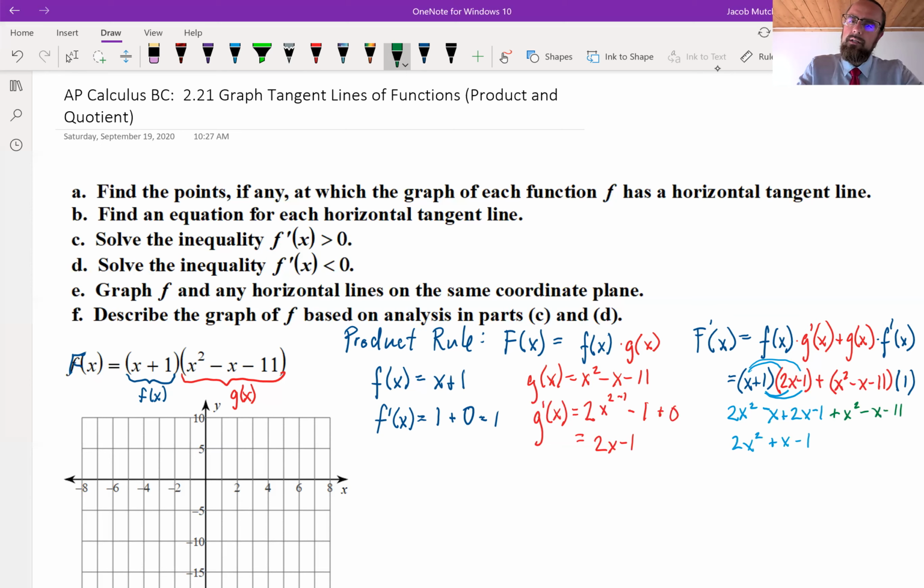Now we need to combine the like terms within those two groups. So 2x squared plus x squared is going to be 3x squared. X minus x, the linear terms cancel out there. And then I'm left with negative 1 plus negative 11 is minus 12. So that's missing its b term, its linear term. Well, there's my derivative. So the derivative of this product is going to be 3x squared minus 12.